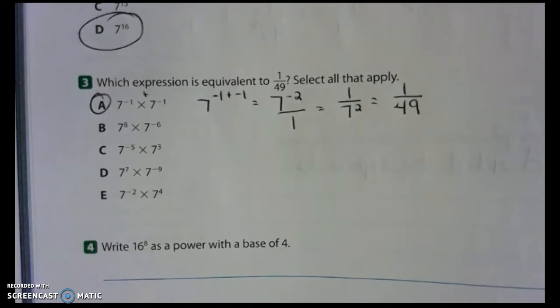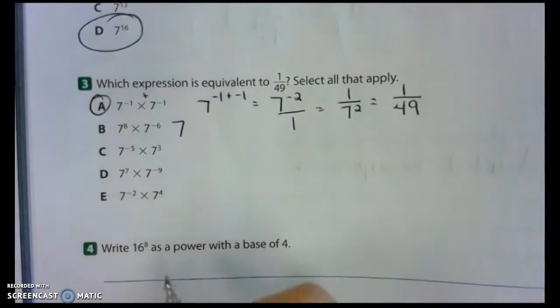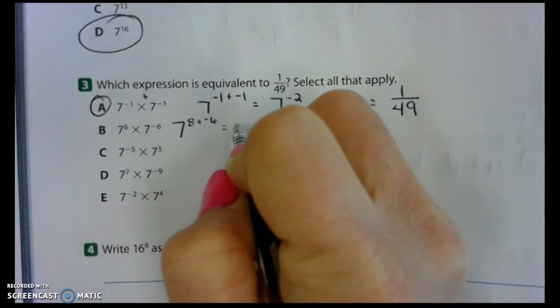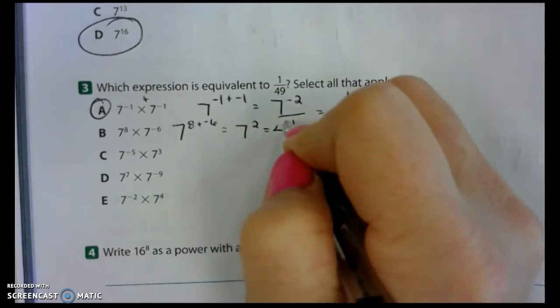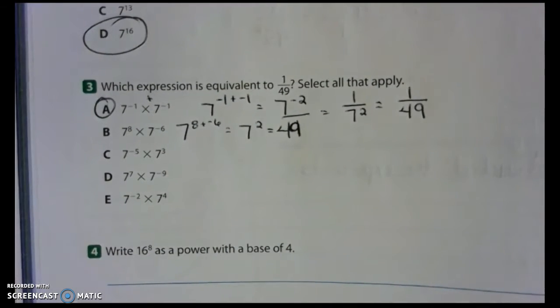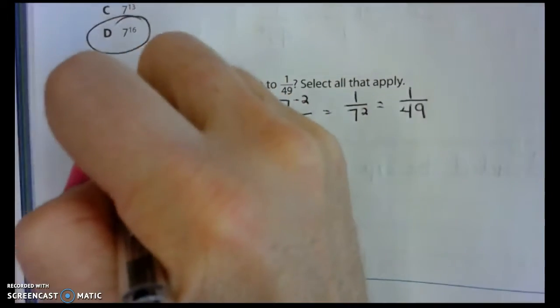On B, we've got 7 to the 8th times 7 to the -6. Again, we're using that product rule. We're going to keep the 7. We're going to add 8 plus -6, which will give us 7 squared. 7 squared is 49. Is 49 equal to 1 over 49? No, it is not. So B is not correct.